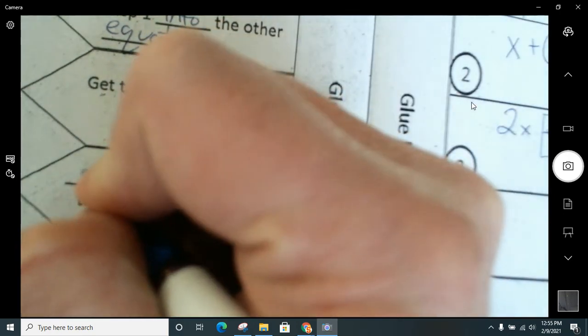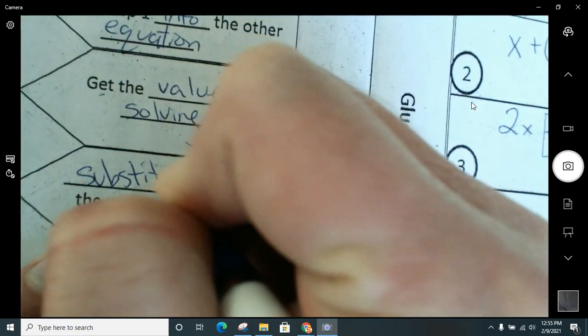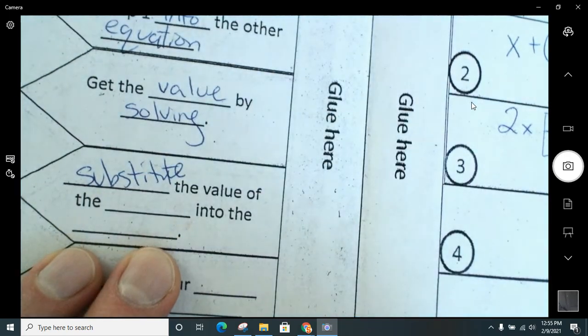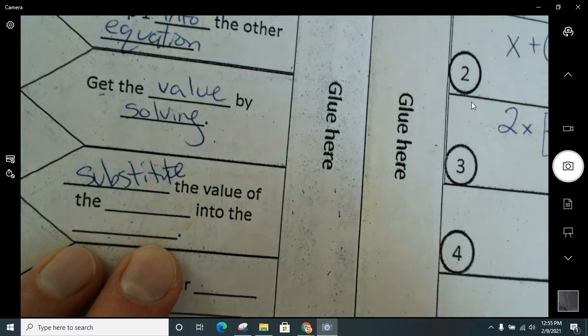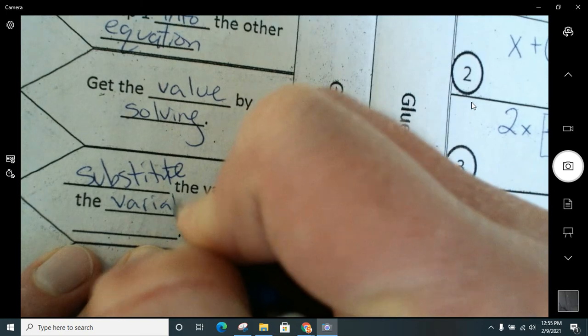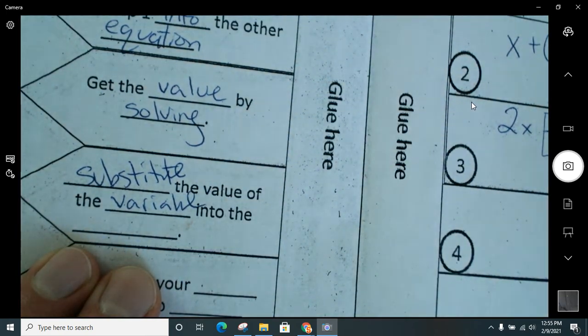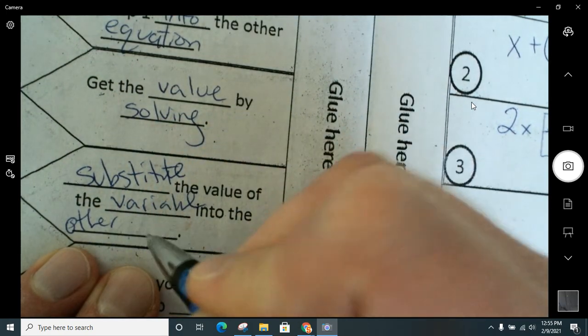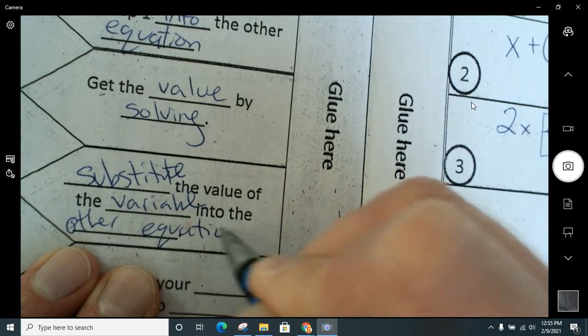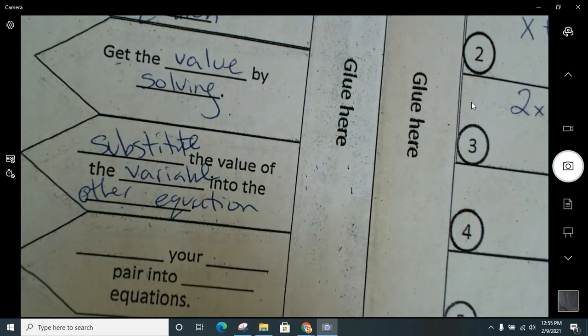Let's go ahead and see if we got some things to fill in here. So substitute the value of the variable into the other equation. So let's go ahead and do that.